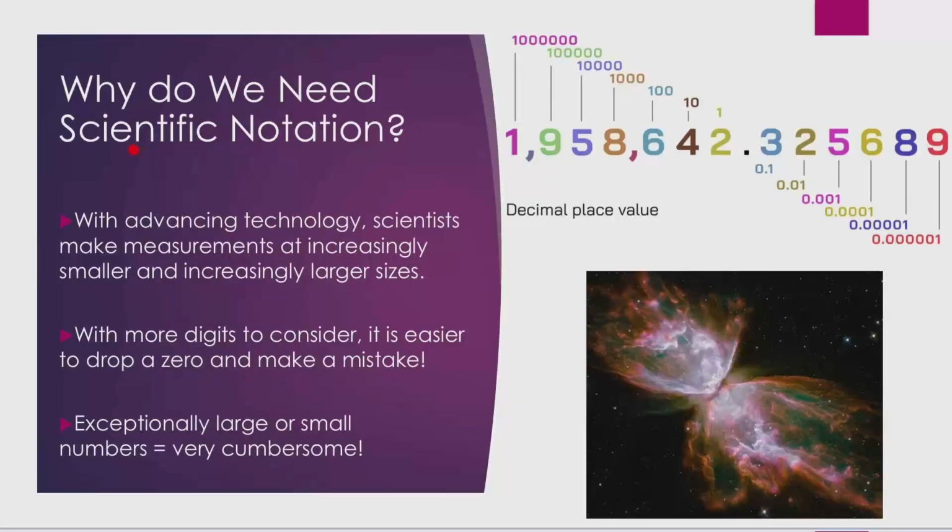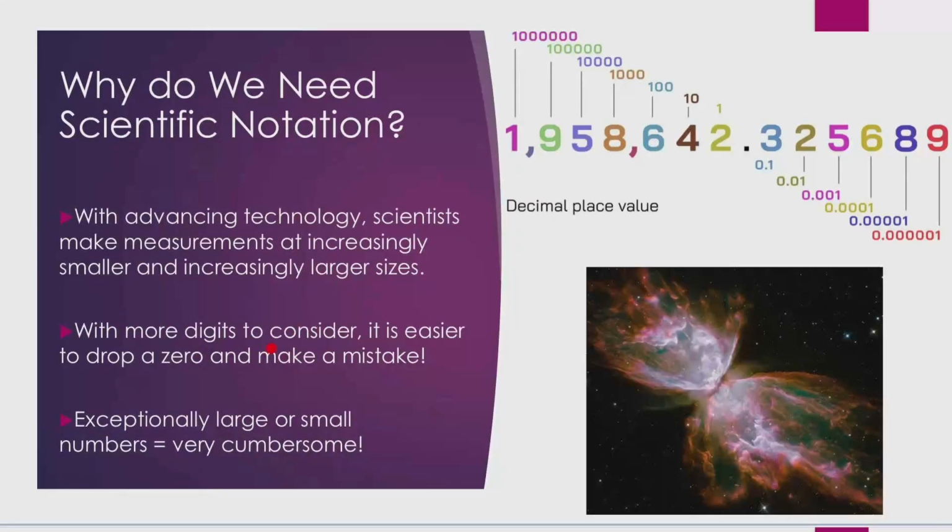So scientific notation. In science, we often use what's called scientific notation, and this is because with our advancing technology, we make measurements that are very, very big, incredibly large numbers that we can't comprehend. We also make measurements that are very, very small, really, really small that we also can't comprehend, and it can also be sort of annoying to include all of the zeros either in front of or behind the numbers that we actually care about. And if we've got more digits, it's easier to accidentally drop a 0 and make a mistake.